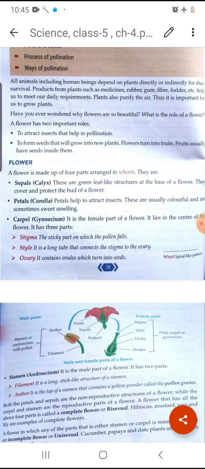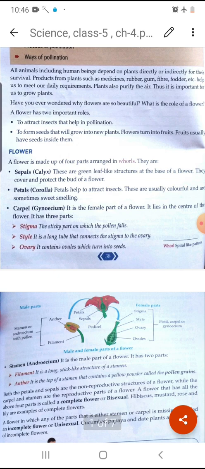Okay, next is carpel and the stamen. So carpel, or sometimes known as gynoecium. Okay, so it is the female part of the flower. So in the flower two parts are there, one is the female part and another is the male part. Okay, so the female part is carpel, that is gynoecium. So we can divide it into three main parts: stigma, style and ovary.